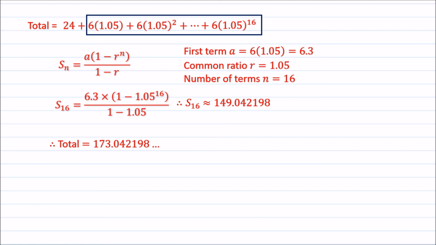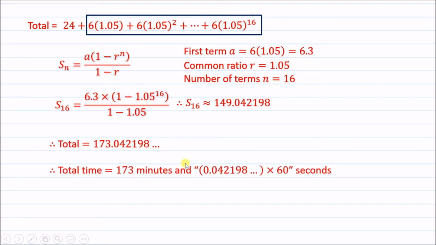Point some few seconds. Now, once again, just like the previous question, we need to convert this decimal bit into seconds, yeah? Now, if you recall, you take off the 0, so it'll be 0.042 and so on, and you times that by 60. If you do that, this part times 60, you're going to get the second equivalent. So therefore, we say our total time is going to be 173 minutes and 3 seconds.